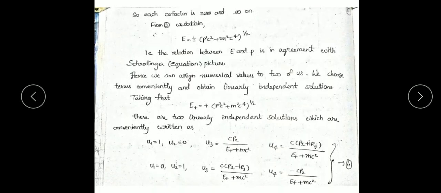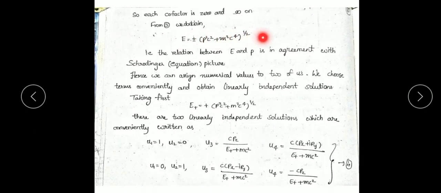So this one into this one equals 0, just like a minus b into a minus b equals 0. So we would have a equals b, a equals b, 2 times. Like that, the determinant is this. Each cofactor is 0 and so on. From 3 we obtain, after solving, we would get m squared c to the power 4, c squared p squared, and taking its square roots, we would have this.